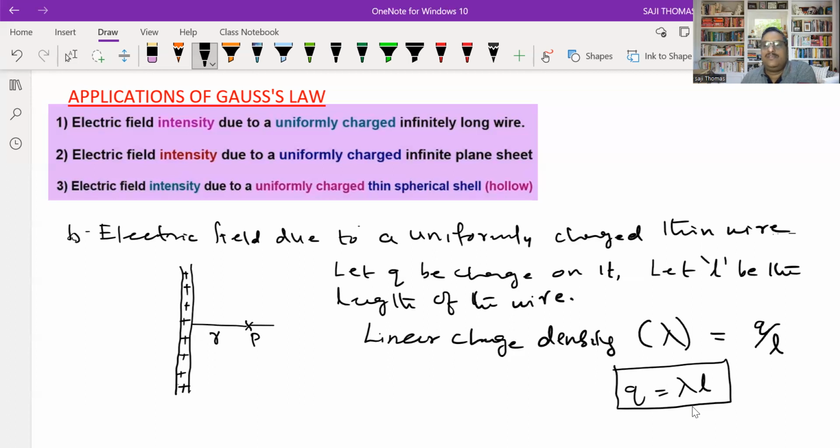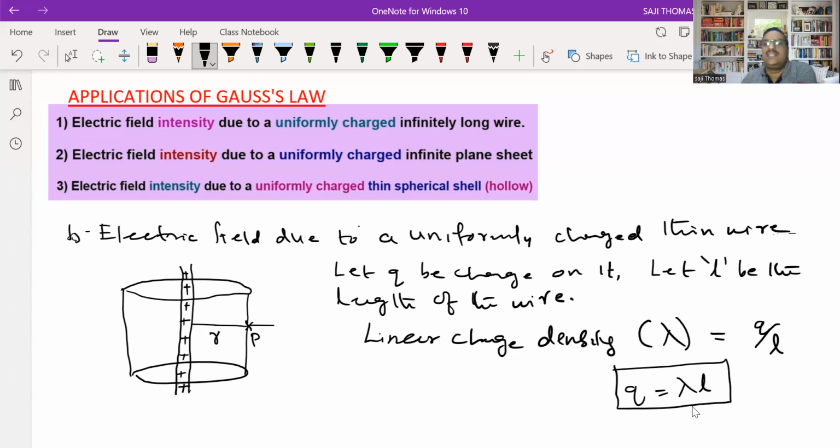Okay. We are finding the field by applying Gauss's theorem. So we need a surface, closed surface. The wire has to be enclosed in a closed surface. So you imagine a cylindrical surface passing through this point. This is a cylindrical surface. Cylinder. The point P is on that surface. The surface of this cylinder is the Gaussian surface.